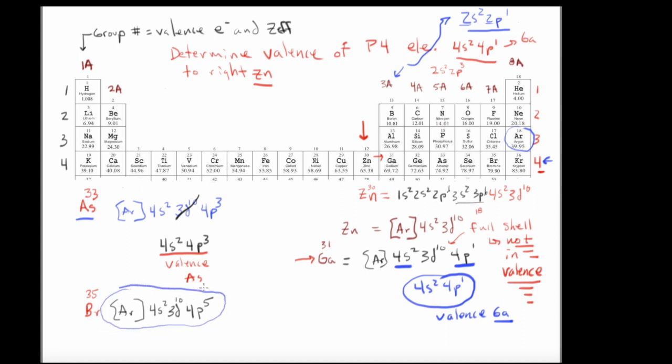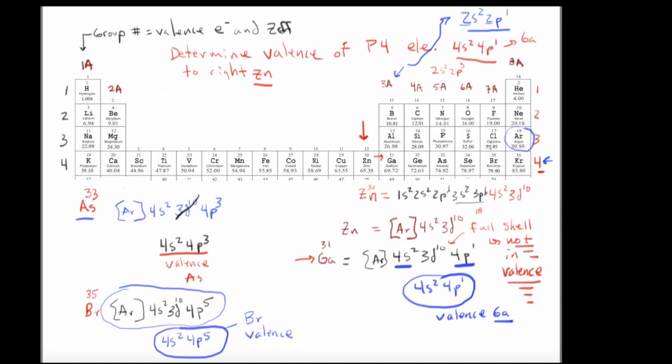All right, remember, the 3d is not in the valence. It is not in the valence. Say it with me. It is not in the valence. So I'm going to rewrite this as 4s2, 4p5, and this would be the correct valence setup for Br. This is Br's valence.